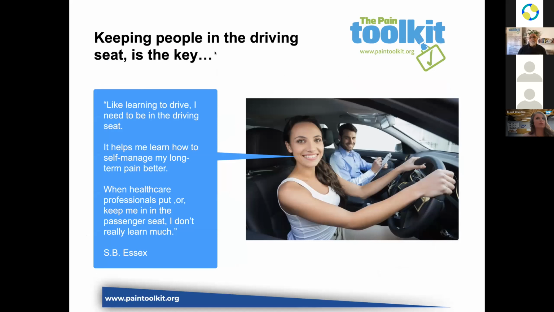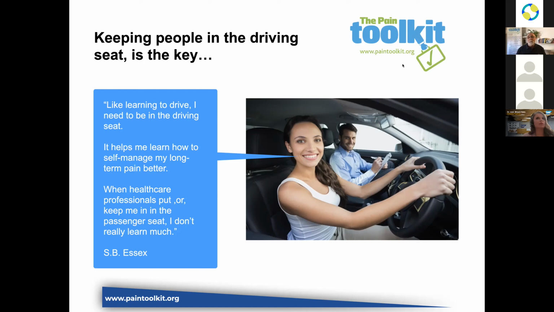The main message I give healthcare workers is about keeping us in the driving seat. For those of you watching or hearing the presentation, think about when you learn to drive a car. When you learn to drive a car, you're in the driving seat. You're not in the passenger seat. You're not in the back seat. You're in the driver's seat. Why? Because it's part of the learning process.